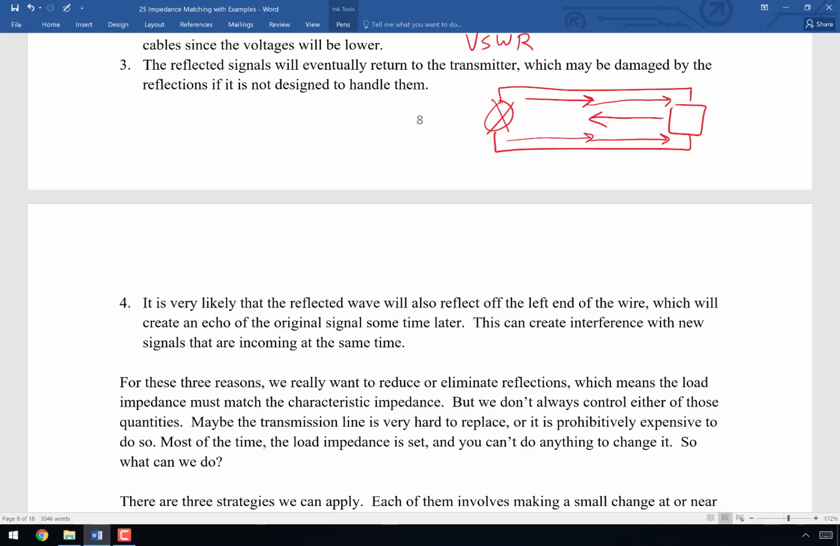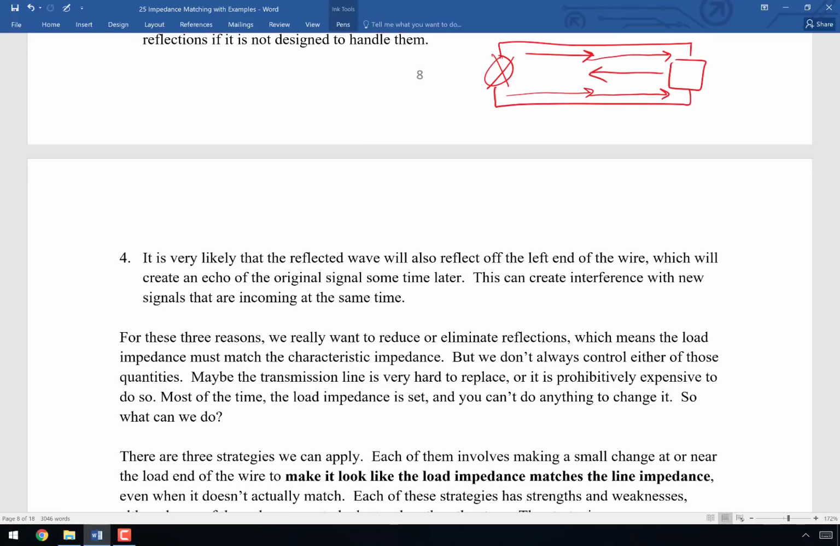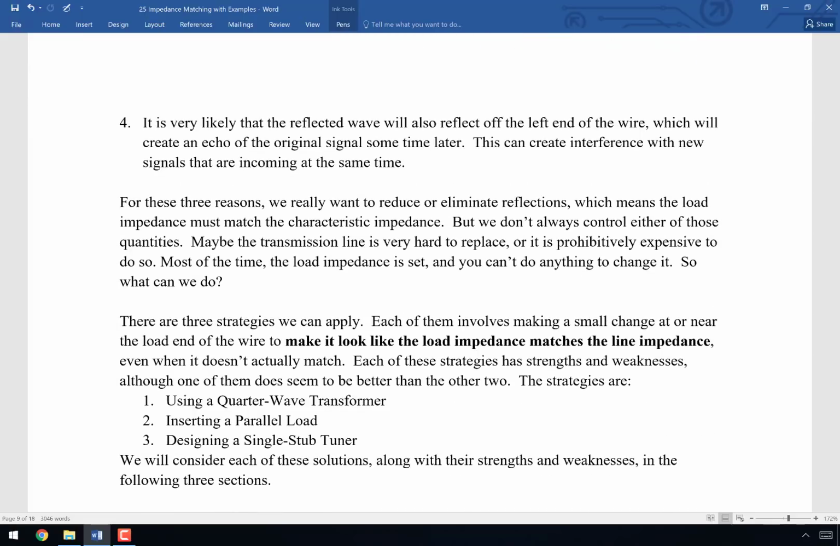And maybe it's going to reflect more than once. Maybe you'd have an echo, echo, echo, and so you'd have several copies of the signal that you would have to deal with, and we don't want that. If we can just match the line to the load, then we'll get no reflections and we won't have to deal with any of these things.